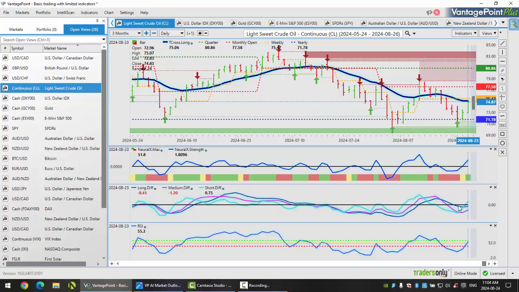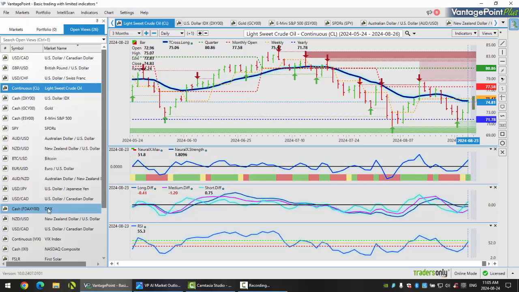But again, the main crossovers, the pink line, the blue line, they are still below the zero line. We do not have a medium-term crossover. And this, at least for now, appears to be corrective in nature. And again, that quarterly opening price, if we somehow manage to get to 80.86, that would be a fantastic selling opportunity.